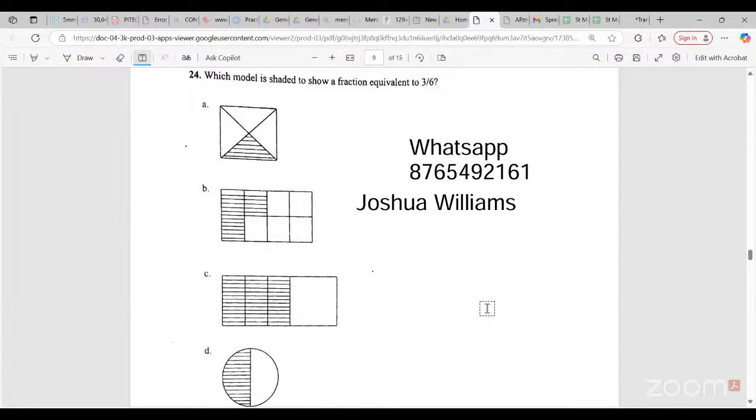So the question says, which model is shaded to show a fraction equivalent to 3 over 6? So, sir, if you were supposed to break down 3 over 6, you could use 3. When you use 3, 3 into 3 will go 1 time, and 3 into 6 will go 2 times, and that's equal to a half. So D is a half circle, so D would be the answer.